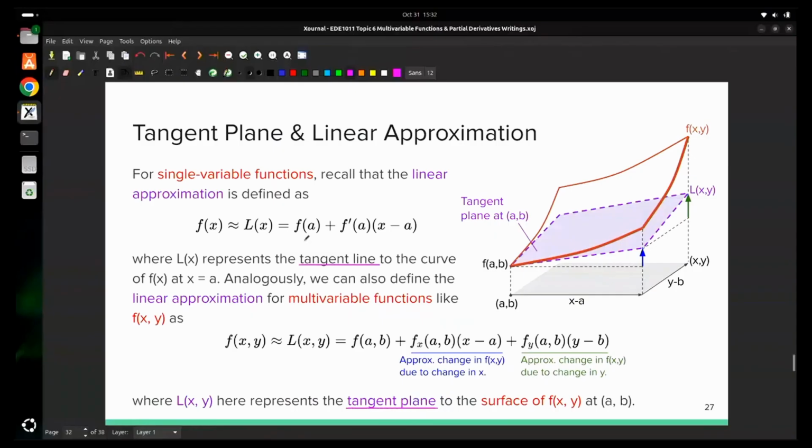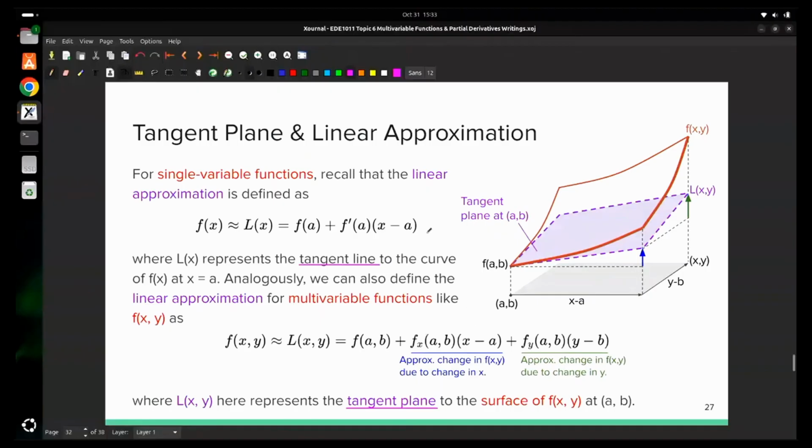So you see, this f of a term must be replaced by f of a b, the function value at some a b, where x equals a and y equals b. So you must know the function value at some a b. It's just like where you evaluate this f of a in the single variable function. Now, you can also take a step in the x direction, like in a single variable function. Same thing, take a step in the x direction. By now, you should know that the f prime is like f sub x in the x direction.